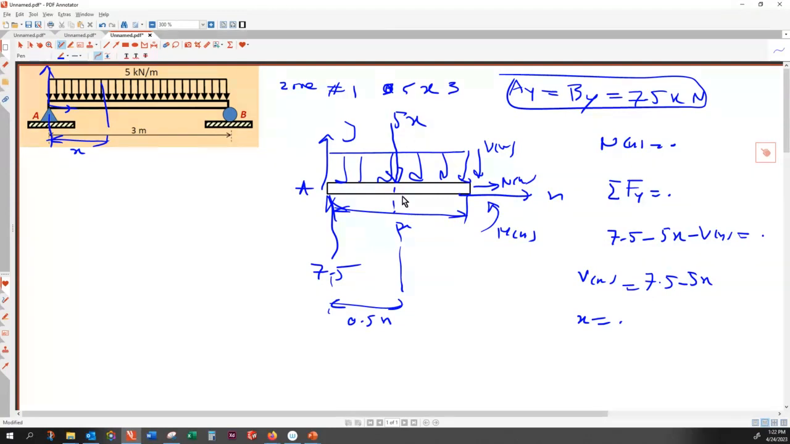5x, yeah, 5x, because this distributed load is only belonging to a span of x. So from here to there, you have only a portion of the distributed load, not the entire. The entire is 5 multiplied by 3, which is 15. For this portion, which is only the length x, the resultant force would be the intensity multiplied by the length. 5 kilonewton multiplied by x, that is 5x. All right, so now here I have the expression for V of x, which is that expression.